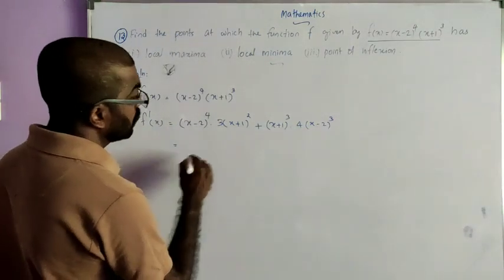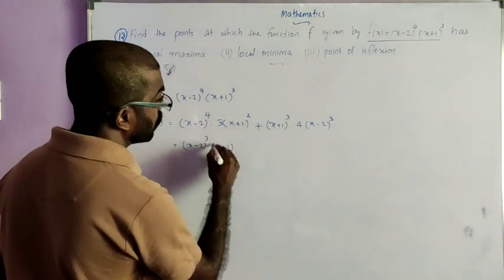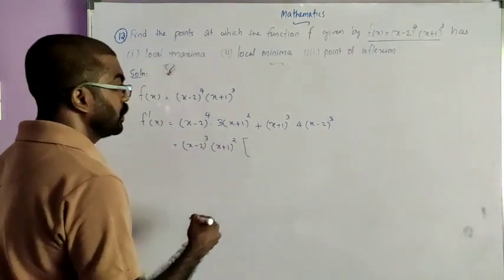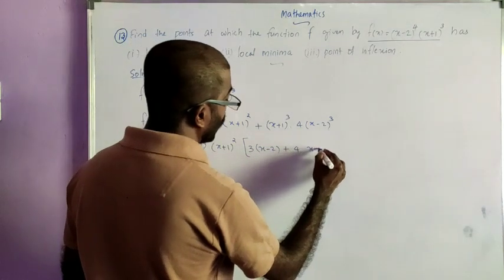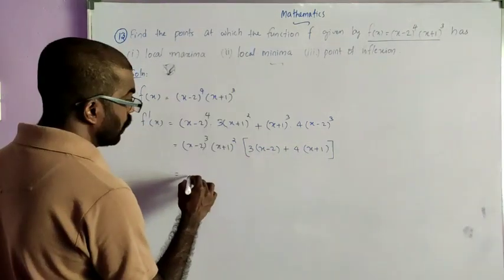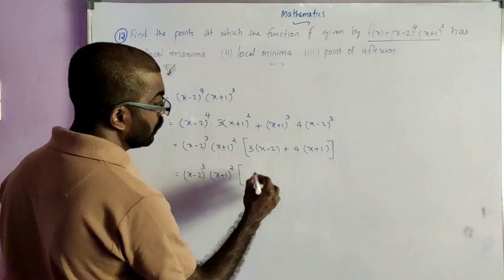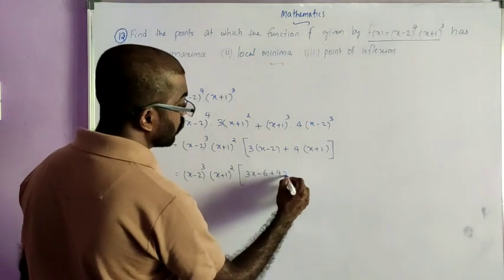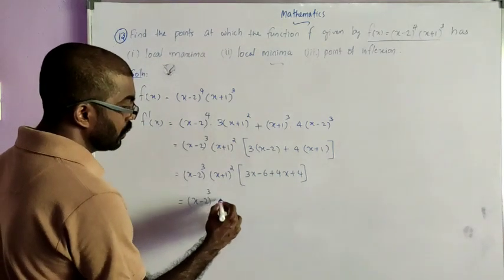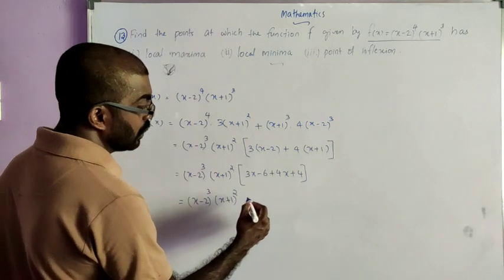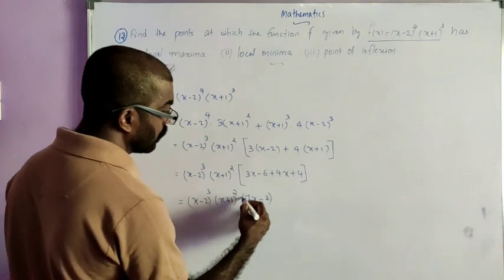We can take the common terms, (x minus 2) the whole cube into (x plus 1) the whole square is common. The remaining is 3 into (x minus 2) plus 4 into (x plus 1), which is equal to (x minus 2) the whole cube into (x plus 1) the whole square into 3x minus 6 plus 4x plus 4, which is equal to (x minus 2) the whole cube, then (x plus 1) the whole square, 3x plus 4x, 7x, minus 6 plus 4, minus 2.